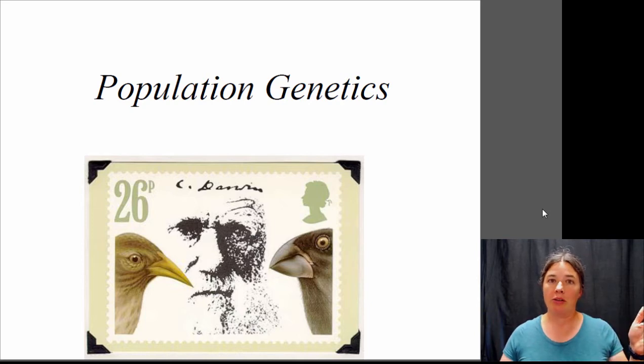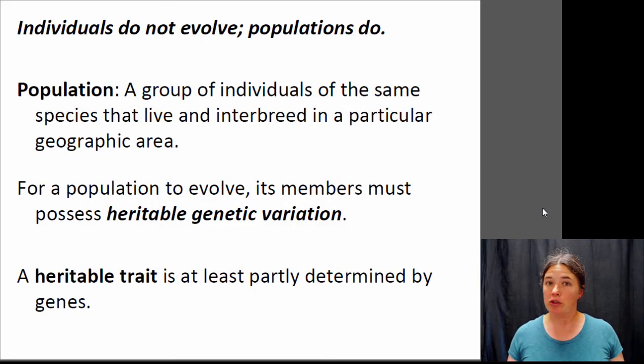So, remembering back to our definition of evolution, evolution is the change in the genetic composition of a population over time. Now, when we're talking about evolution, we're always talking about populations, because individuals do not evolve. Only populations evolve. So, what is a population exactly? A population is a group of individuals of the same species that live in the same area and interbreed. So that's what we're talking about when we talk about a population.